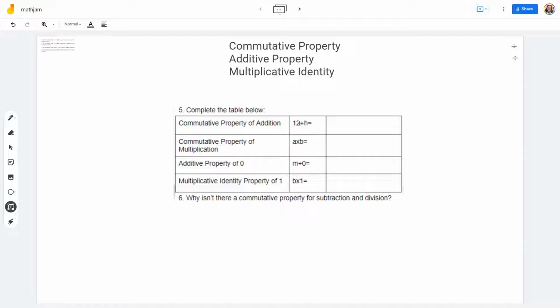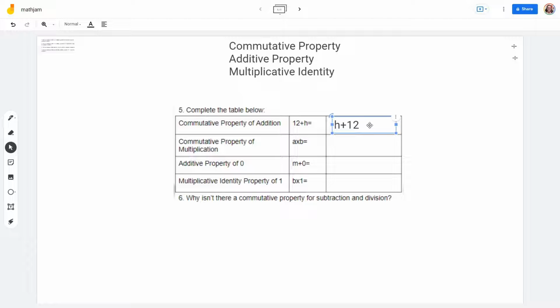So here they're saying 12 plus h. Well, remember the commutative property of addition, that tells us that no matter which direction we put the numbers, no matter what order we put them in, it's still going to be the same. So to complete this table, we would say h plus 12, because that's going to equal the exact same as 12 plus h. Okay, so let's see, what's our next one?